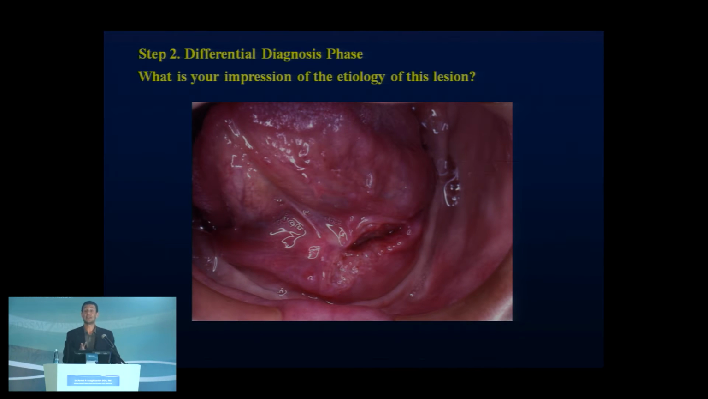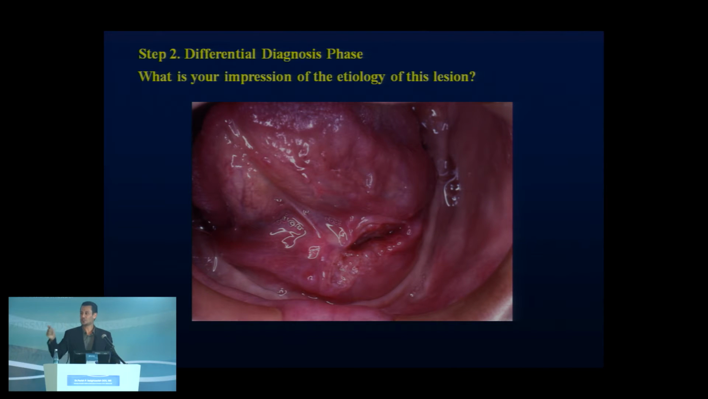3 months duration, no pain, no symptoms, doesn't bother the patient whatsoever. Developmental? No. Reactive? No. Neoplastic? Yes. Benign or malignant? Why? Okay, why benign? Why malignant?